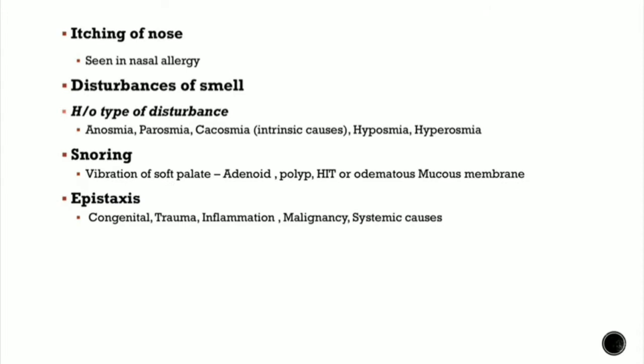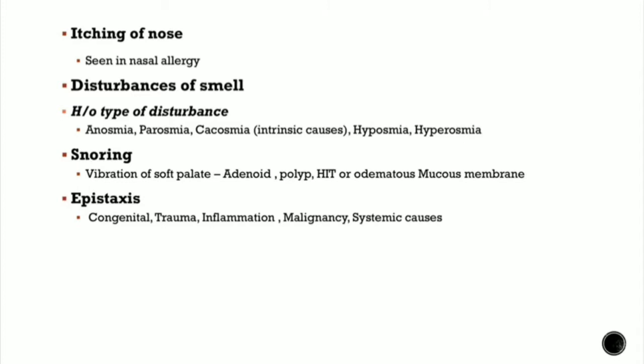Other complaints are itching of the nose, which is seen in nasal allergy, disturbances of smell, in which case we have to elicit the type of disturbance, whether it is anosmia, which is complete loss of smell, parosmia, which is an altered sense of smell, cacosmia, a feeling of bad smell, hyposmia, a reduced sense of smell, hyperosmia, which is increased sensitivity to smell.